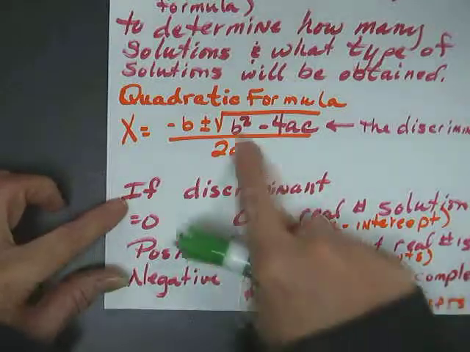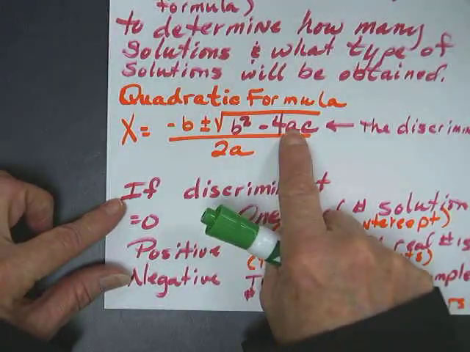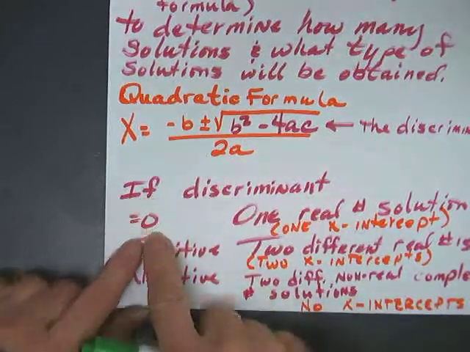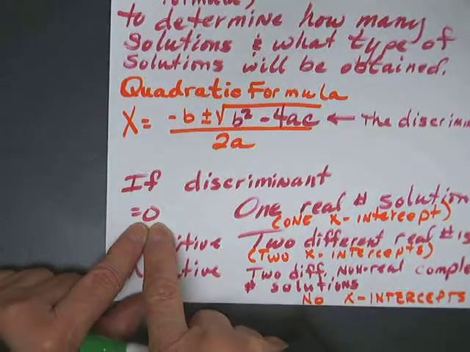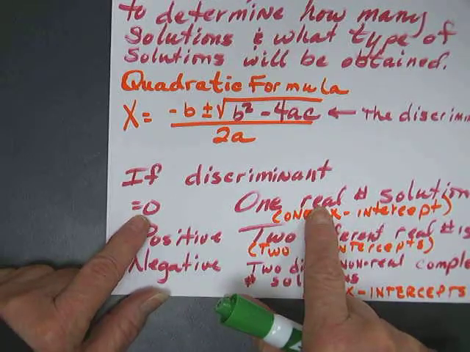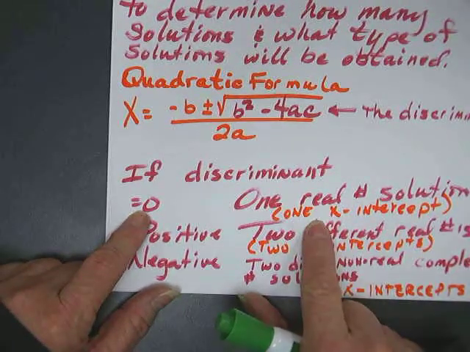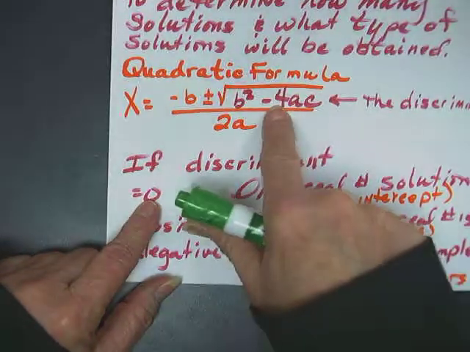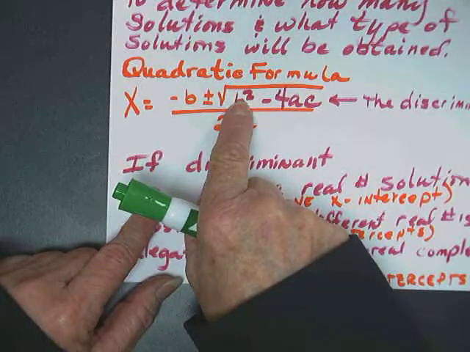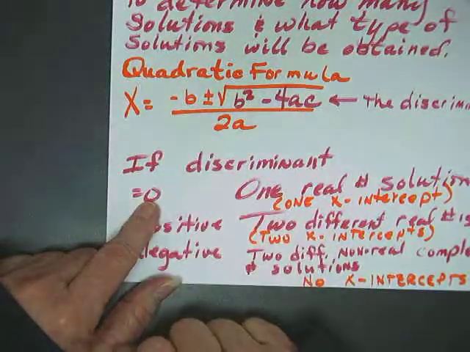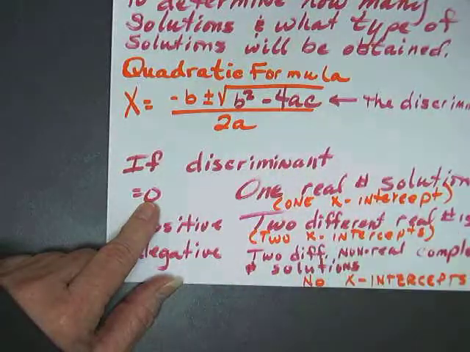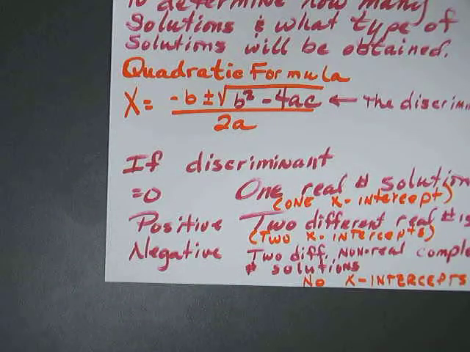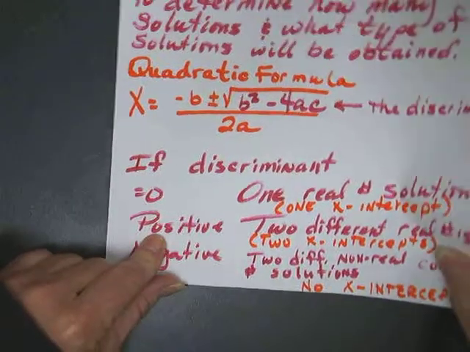So, when you figure out that part, which you need the a, b, and c for, if it comes up to 0, you're going to have one solution, which gives you one x-intercept. Because you're adding and subtracting 0, you have that over that as your answer. So if that's 0, you have one answer, because you don't have a plus something and a minus something. It's plus 0, minus 0.